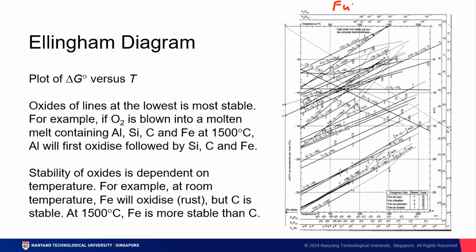We can finally move on to trying to understand the full Ellingham diagram. There are three important things you need to know about this. First of all, the Ellingham diagram plots delta G naught against T, temperature. Also, know that oxides at the lowest lines are more stable than those at the higher lines.